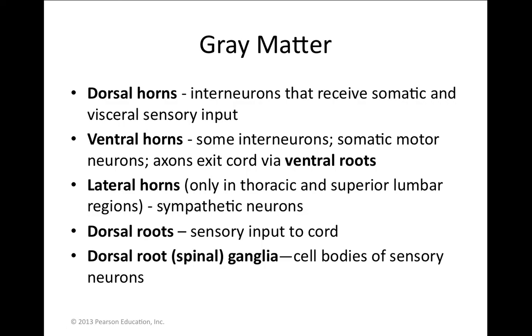So dorsal roots are going to have sensory input to the cord. Those are going to be peripheral neurons. So the cell bodies are in the peripheral nervous system, the receptors are in the peripheral nervous system, and they're relaying that information into the spinal cord itself. Whereas the dorsal root ganglia is going to be those cell bodies. So that is still outside of the spinal cord and outside of the brain, and that will be the cell bodies of the pseudounipolar neurons. They send that information into the spinal cord, and then the spinal cord will relay information to either motors or to the brain.